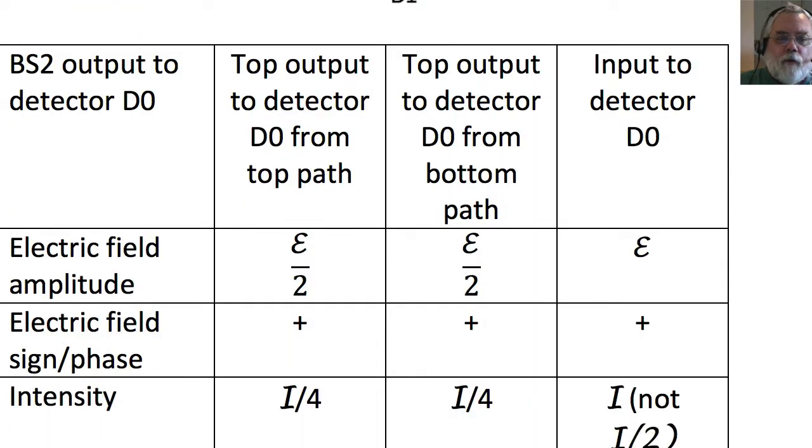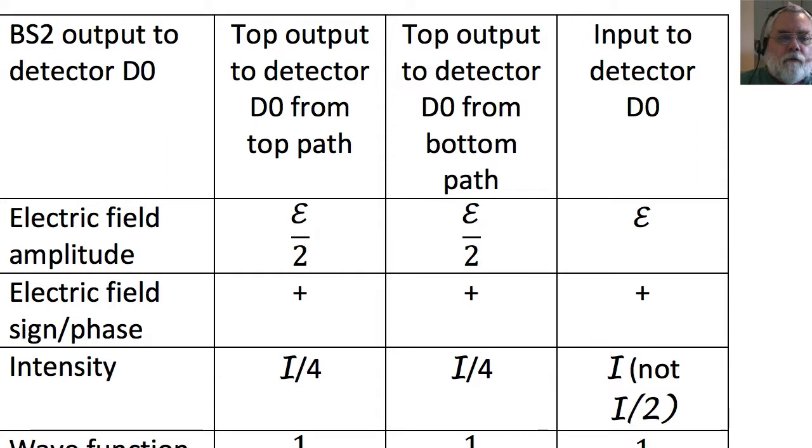So here's the output of beam splitter 2 heading toward detector D0. We'll have three columns. The top output to detector D0 from the top path, which we've already worked out in another table. We have the top output to detector D0 from the bottom path, which we've already worked out. And we're going to combine them in a correct linear superposition to determine what is the input to detector D0.